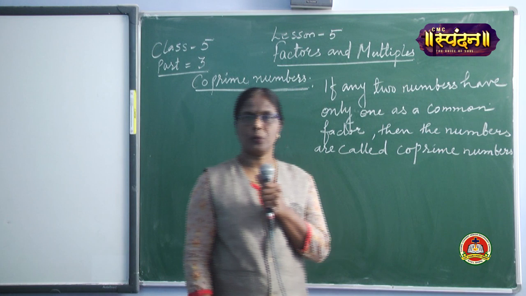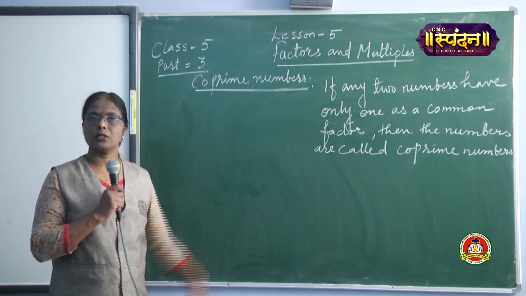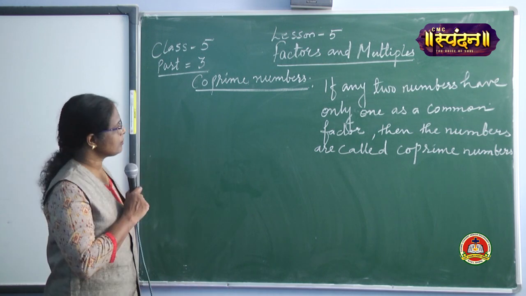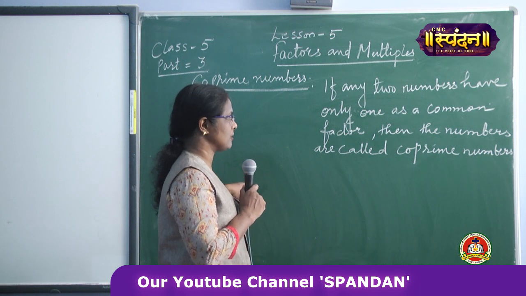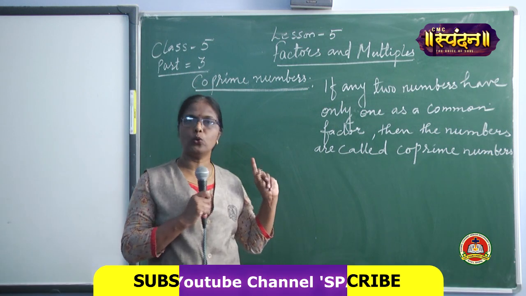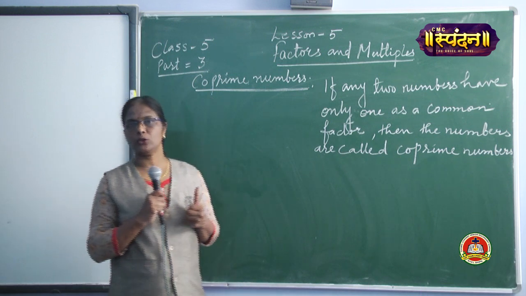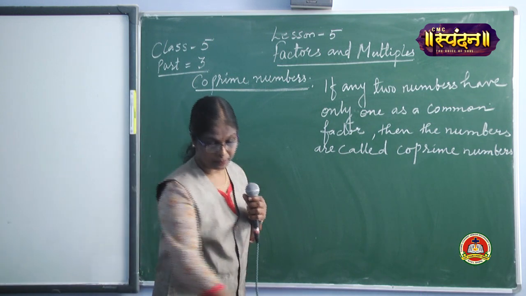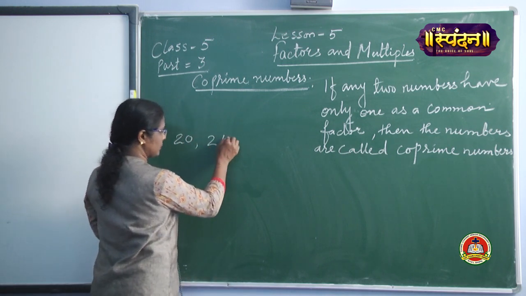Now in this session we are going to see what are co-prime numbers. Co-prime numbers are actually, if any two numbers have only one as a common factor, then the numbers are called co-prime numbers. This I will be explaining through an example. For example, take the number 20 and 24.